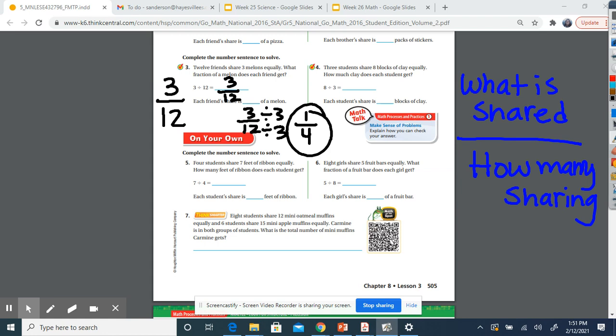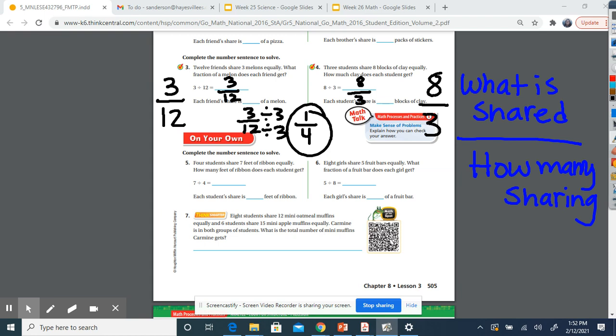So let's look at number 4. We have 3 students who are sharing 8 blocks of clay equally. How much clay does each student get? So what is being shared is 8 blocks of clay. How many people are sharing it? 3 students. So 8 divided by 3 is 8/3. I want to convert this into a mixed number since it's an improper fraction.